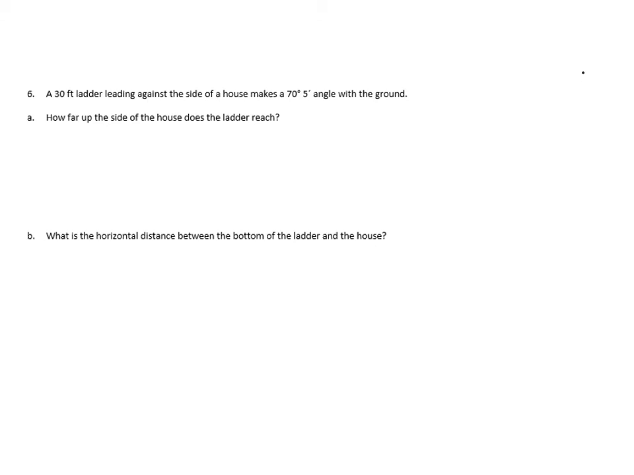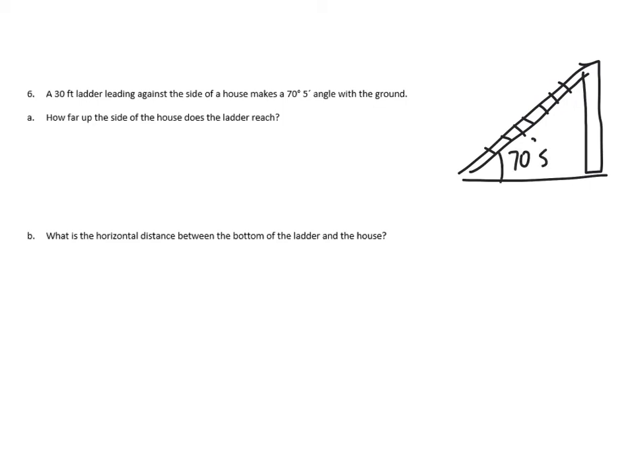So we've got a house, and we've got a ladder leaning against the house. And it makes a 70 degree 5-minute angle with the ground. That's called an angle of elevation. How far up the side of the house does the ladder reach? Well, the other piece of information I forgot to write down is that it's a 30-foot ladder. So what am I trying to solve for? How far up the side of the house does the ladder rise?